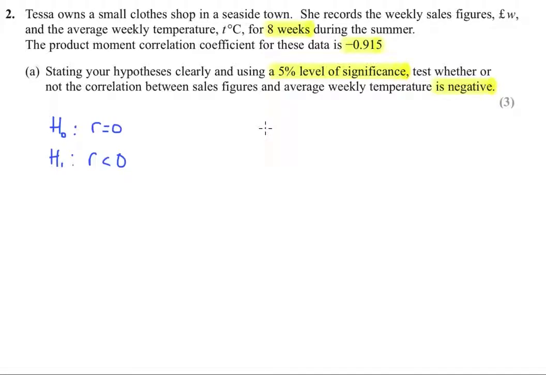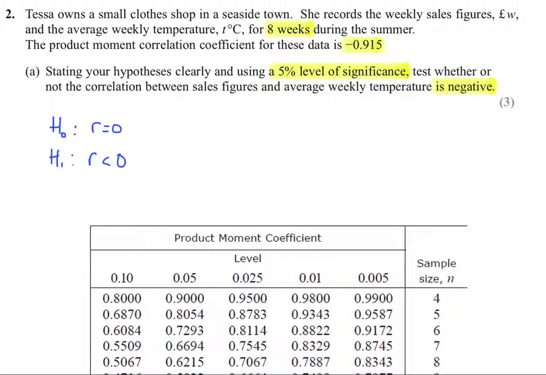So there is a table that we have to look up. This table is in the formula booklet that you'll get for your exam. You've got to use it to be able to answer this question. It's on page 37 of your formula booklet if you want to make a note of it. This is what you always do if you are doing hypothesis testing on the PMCC. So I've got the table here.